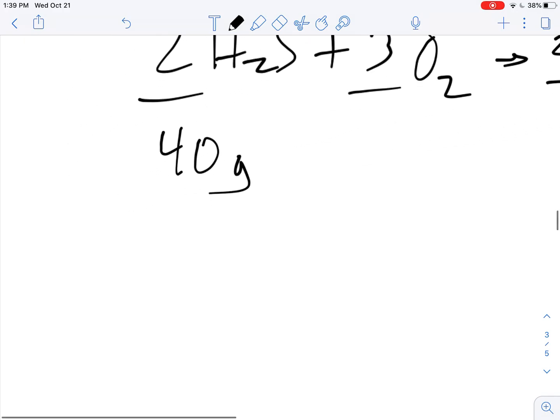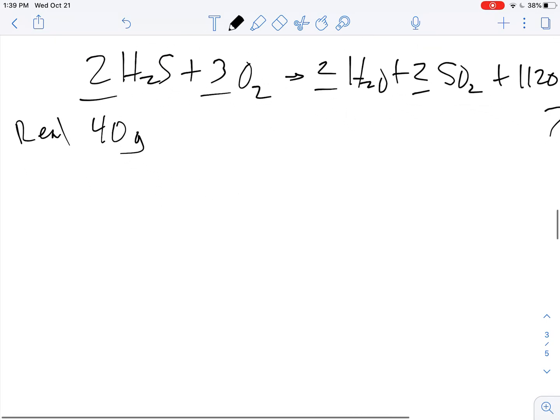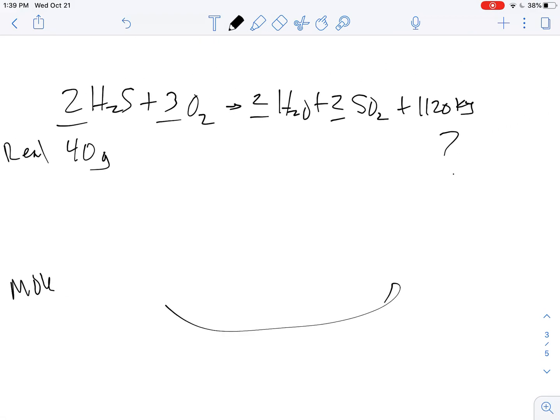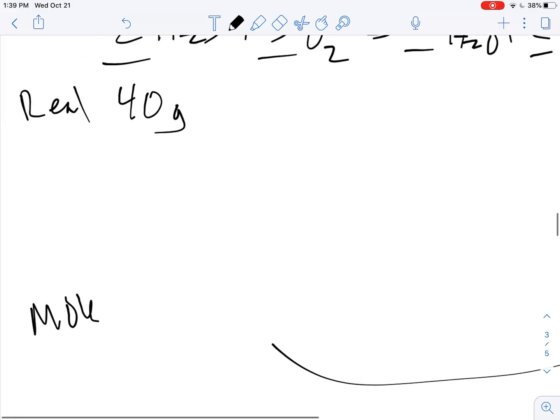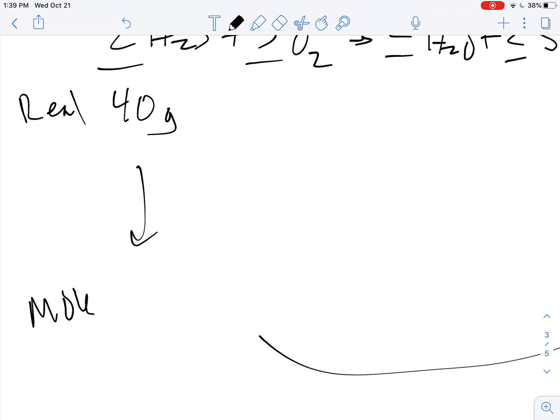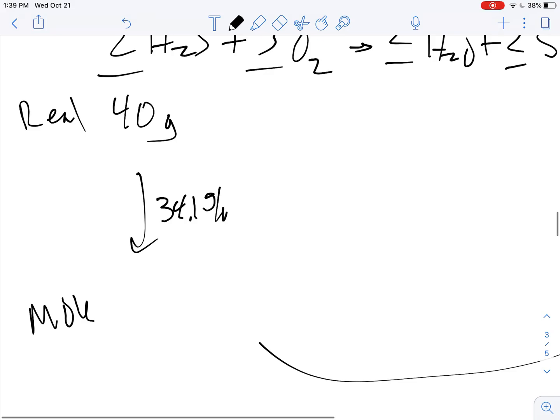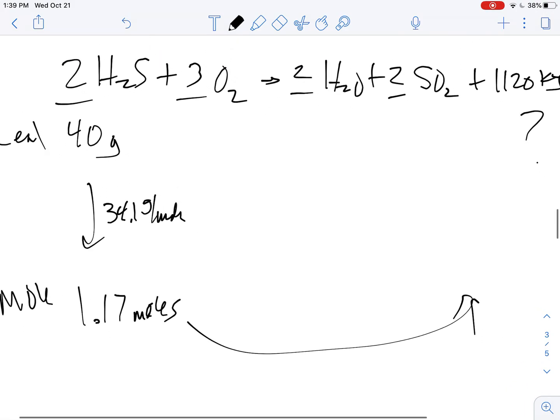Well, remember, we know how to do stoichiometry. They're going to start us with some real world unit over here, and then we're going to have to go down to mole world, and then go across to get our other substance. So our first step is to turn this guy into moles. He weighs 34.1 grams per mole, if you look up his masses on the periodic table, which gets you about a 1.7 mole situation going on there.